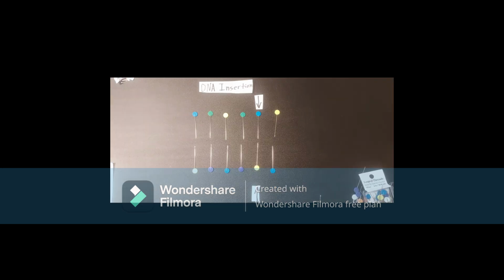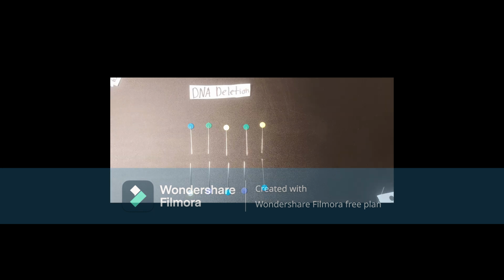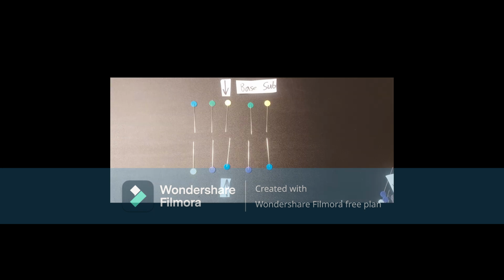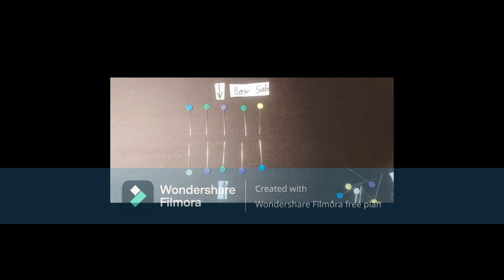There are three kinds of DNA mutations. The first is insertion, where an extra set of nucleotides is inserted. The second is deletion, where a pair of nucleotides is deleted. And the third is base substitution, where one pair of nucleotides is substituted for another. All three of these result in changes in the sequence, which then affect the DNA.